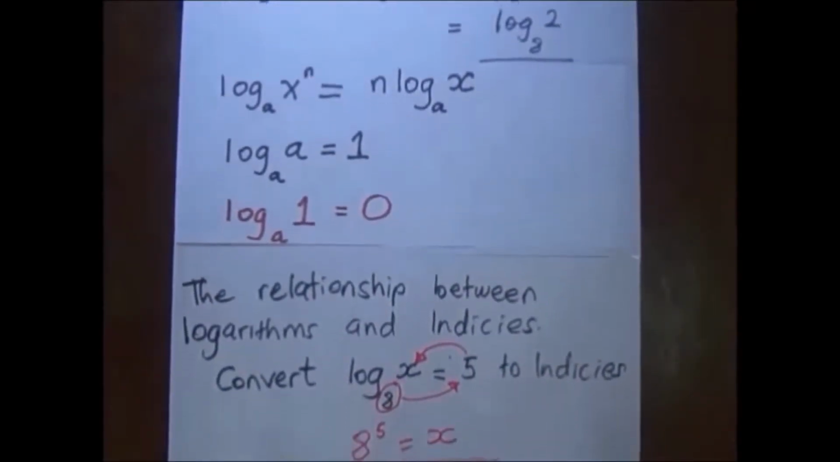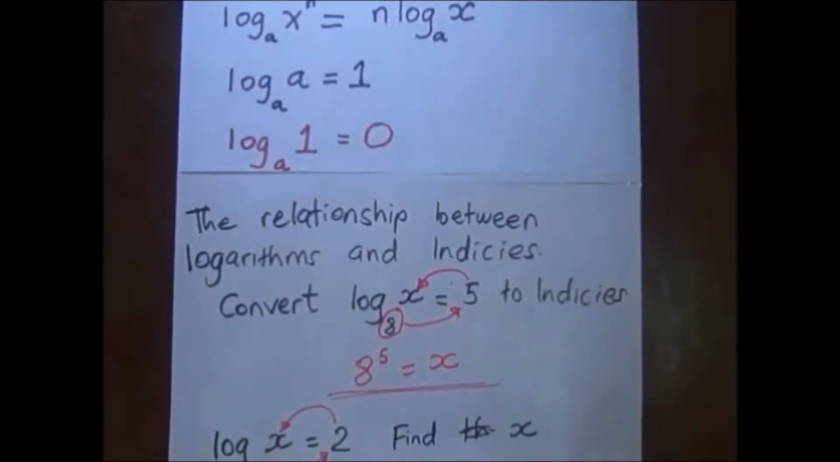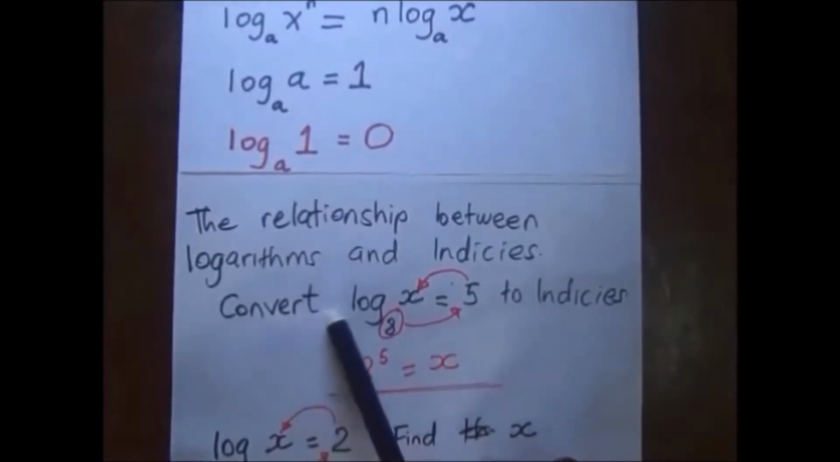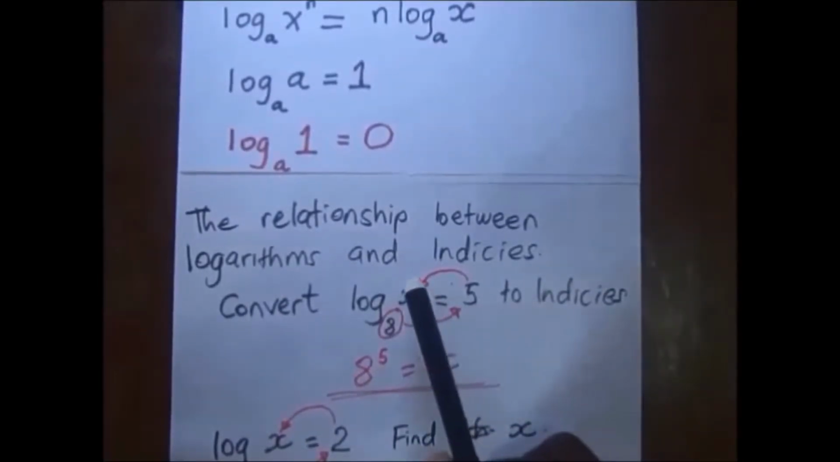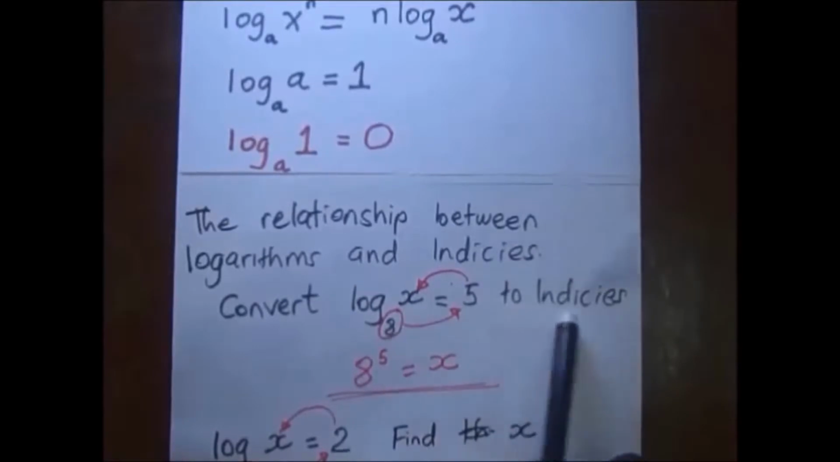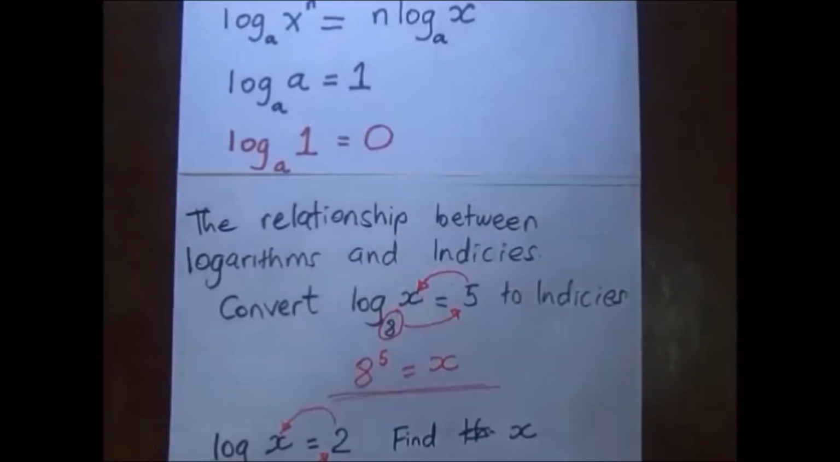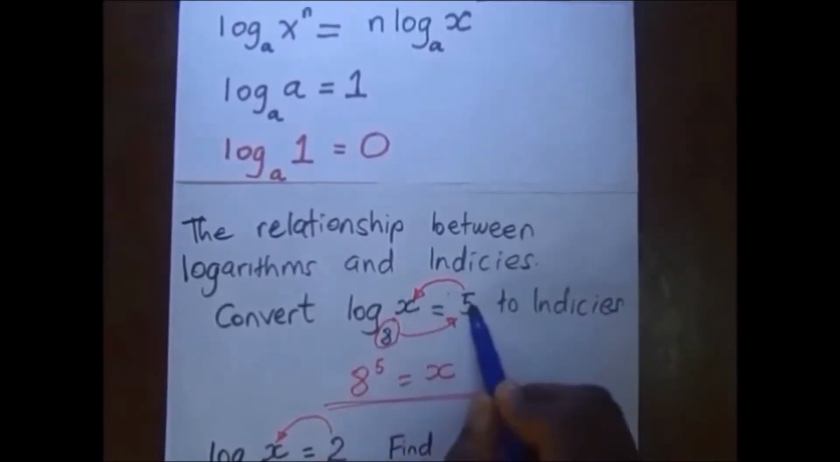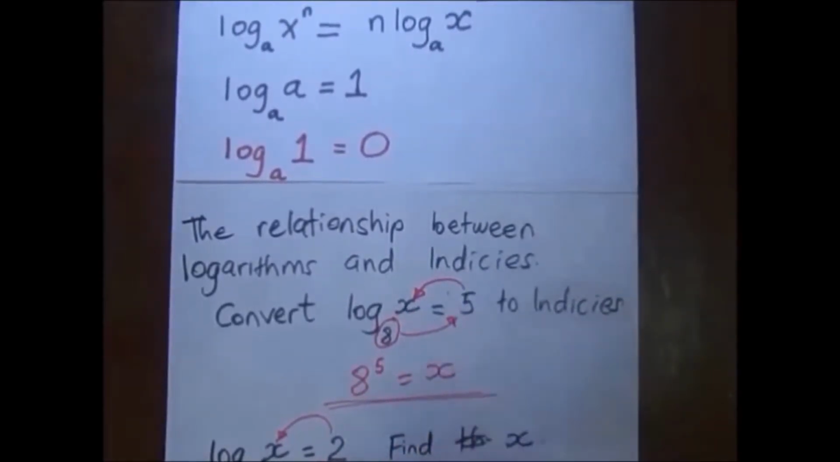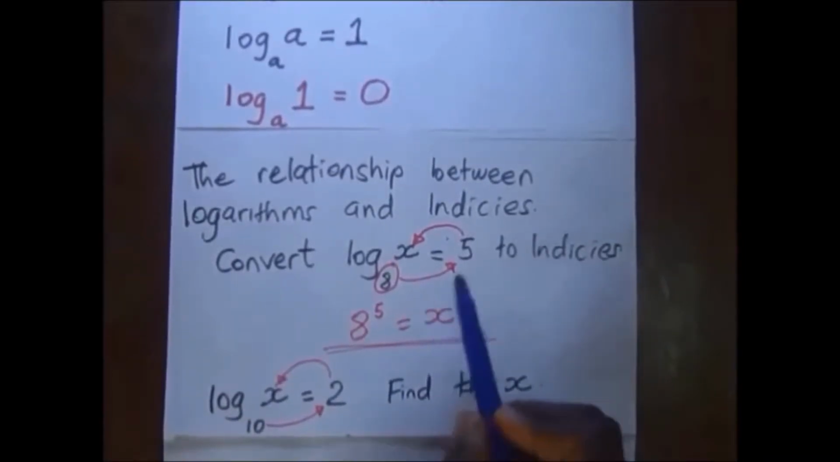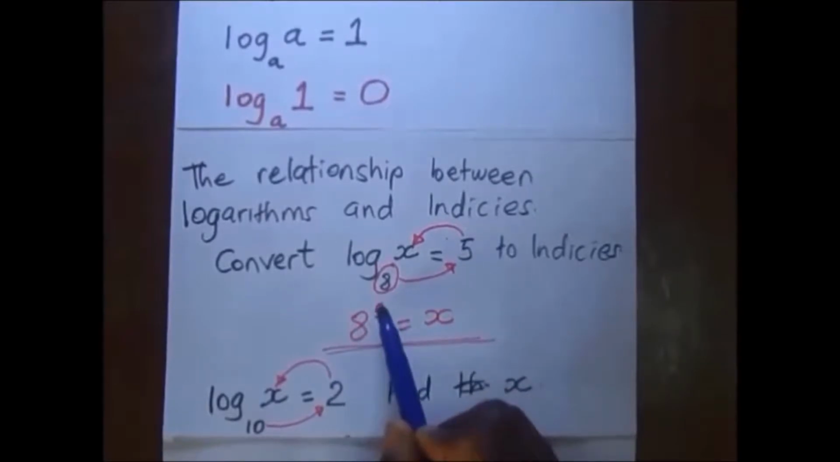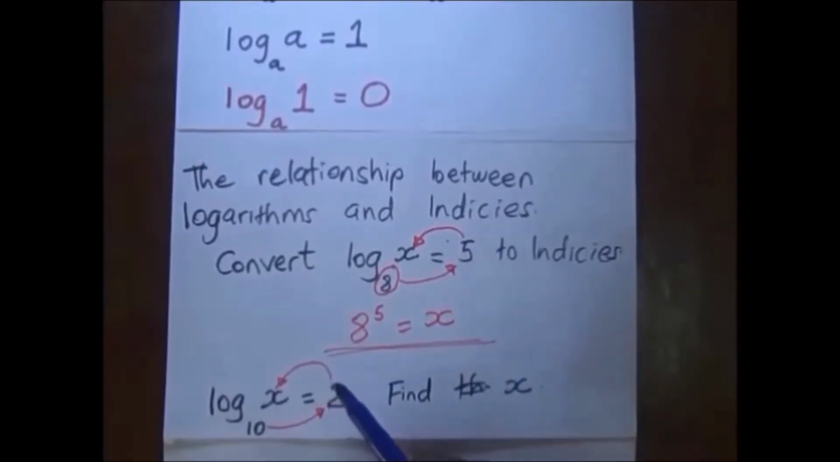So let's explore the relationship between logarithms and indices. We have a random example here: convert log of x base 8 to indices. Converting this to indices means that 8 to the power 5 is giving us x. So in essence, the value of converting this logarithm to indices is going to be 8 to the power 5 is equal to x. As simple as that.